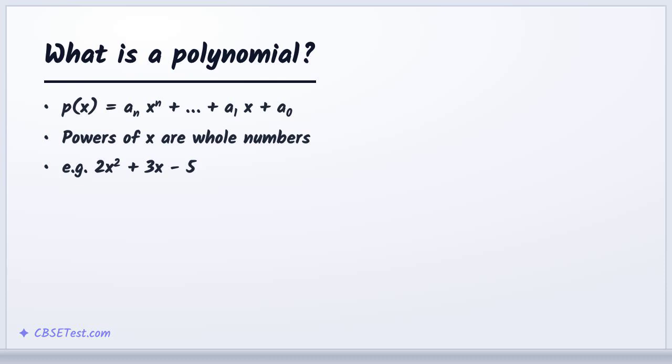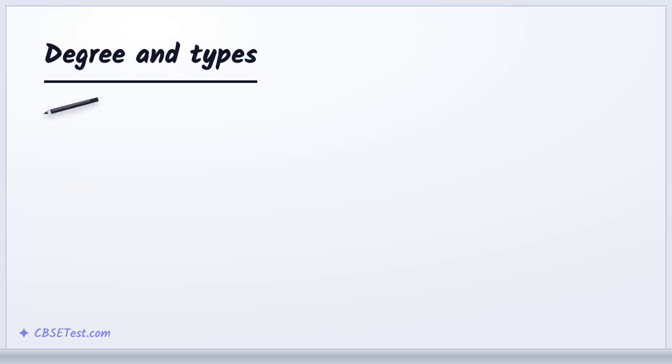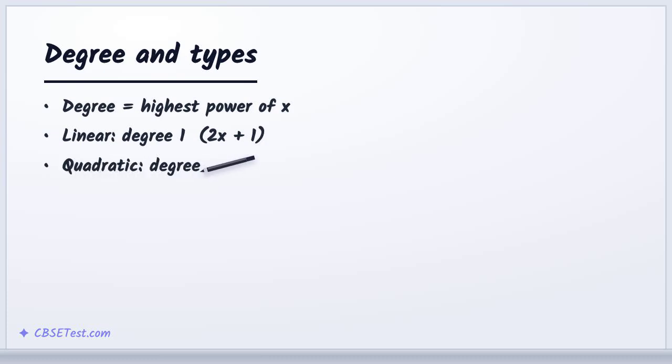A polynomial in x is a sum of terms, each a number times a whole number power of x. For example, 2x squared plus 3x minus 5. The numbers in front are called coefficients. The degree is the highest power of x in the polynomial. Degree 1 is linear, degree 2 is quadratic, and degree 3 is cubic. A plain number on its own is a constant polynomial.